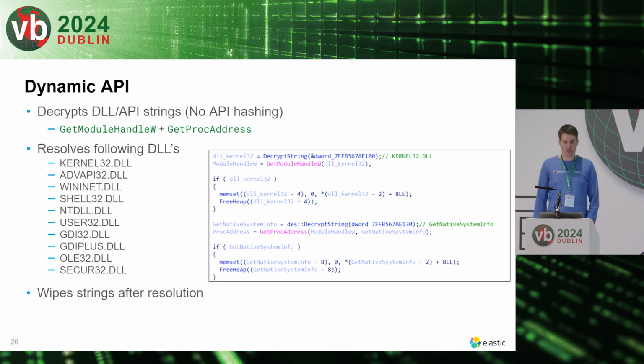As I mentioned before, it'll use dynamic API resolving, so the imports are hidden at first. All these imports, the functions, are encrypted. What they end up doing is using GetModuleHandleW and GetProcAddress. Then they'll resolve all the standard DLLs that you need to do network functionality, take screenshots, those kinds of things. One thing that's more OPSEC oriented is that they wipe the strings after the resolution. They'll use it, then wipe it. So if you have YARA rules on generic strings, it might not be that great of a rule if they're wiping these strings within memory.